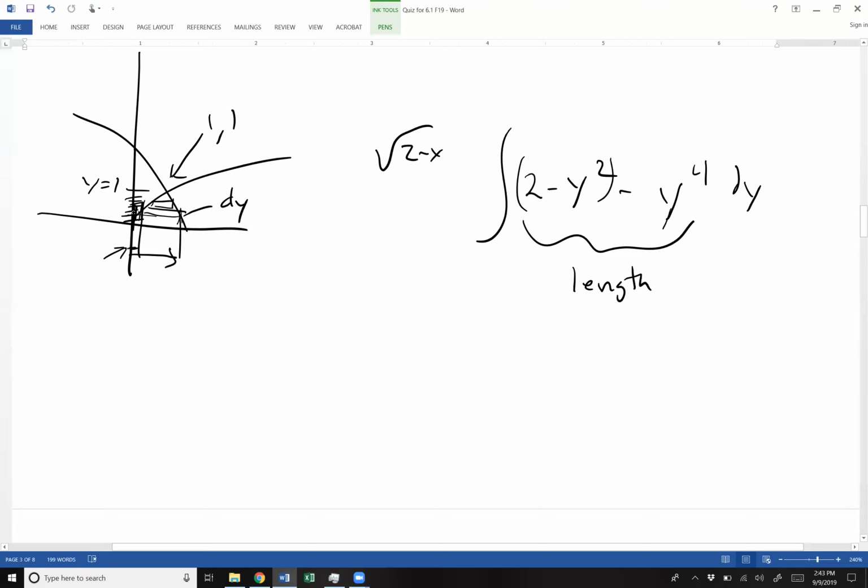And what are my bounds? What are all the y coordinates where I'm accumulating area? It's a nice way to think about bounds. So all of my y coordinates, I'm going to go from y equals 0 all the way up to y equals 1.